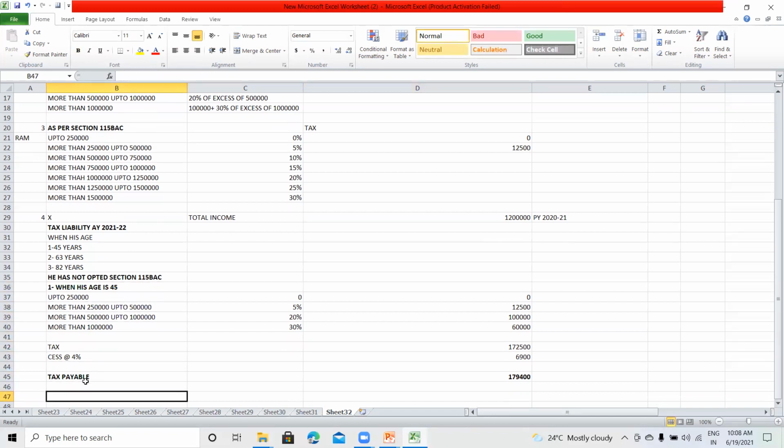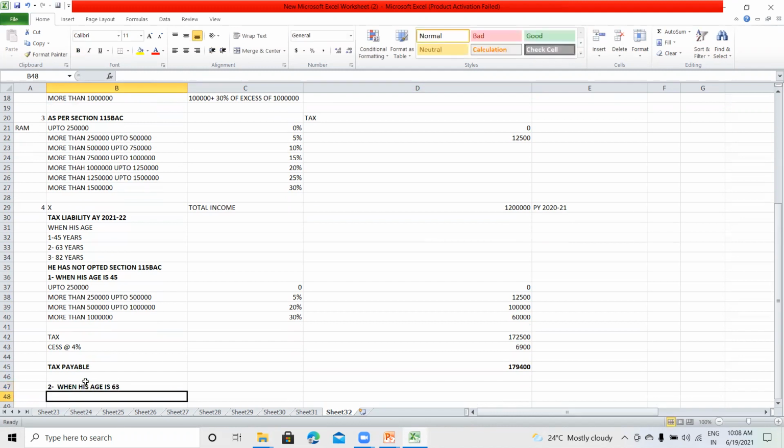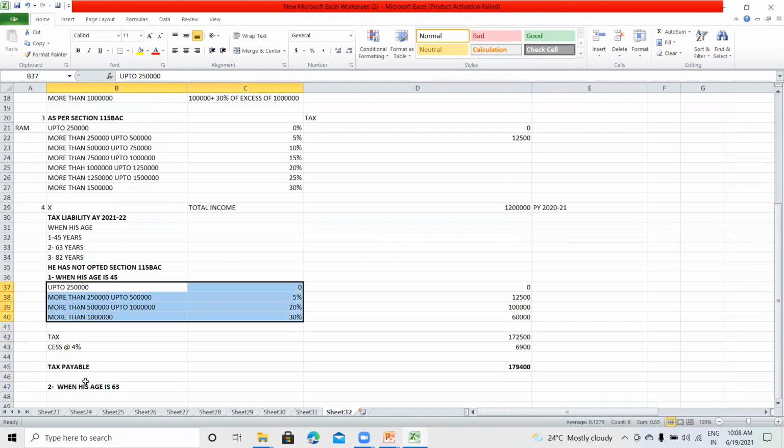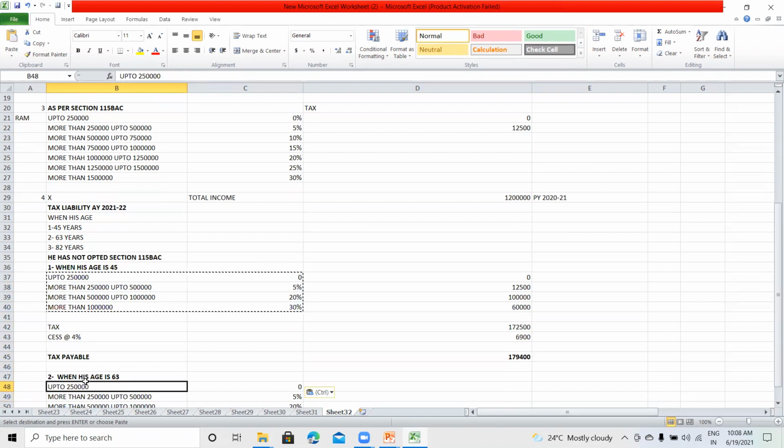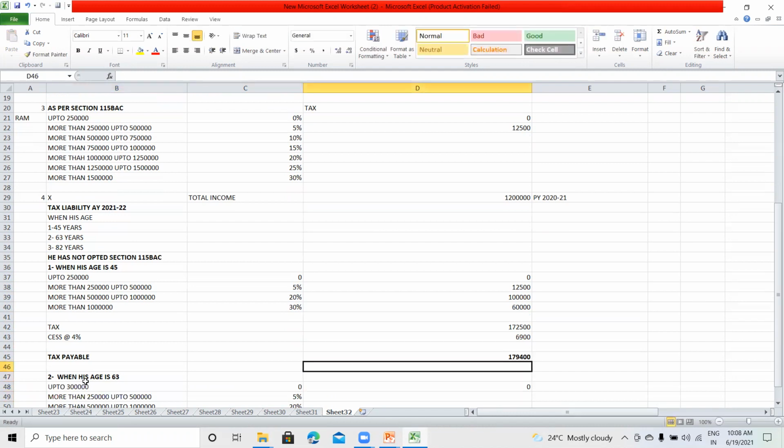Number 2, when his age is 63 years. In this case, up to 3 lakh it will be 0. And more than 3 lakh but up to 5 lakh.